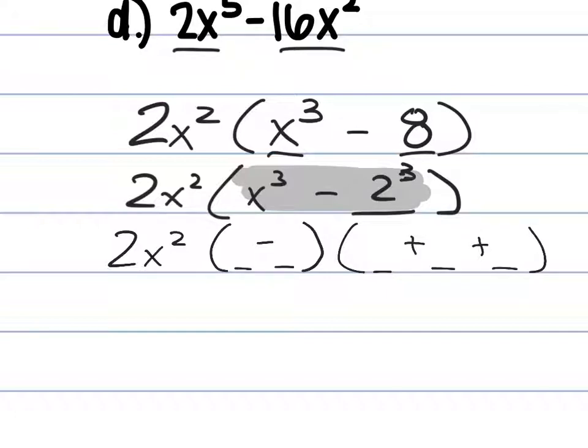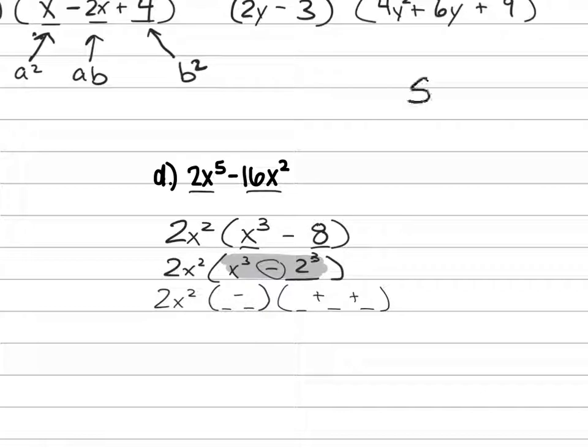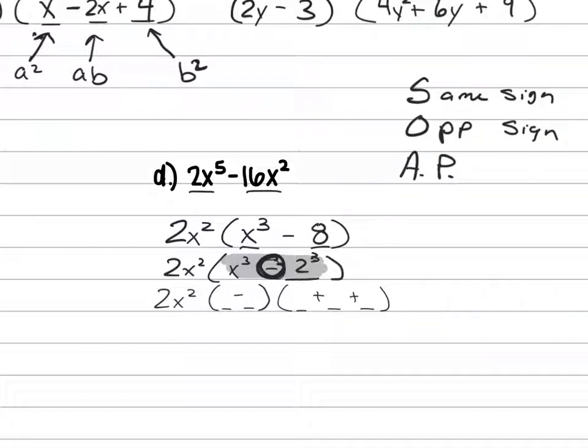So, same sign as this. Opposite sign, always a plus. Why is the second one a plus and not a minus? Because remember with SOAP, it stands like this. It's the same sign for the first one, which is same sign. Then the second one is the opposite sign. So the opposite of minus becomes plus. And then the last one is always a plus.